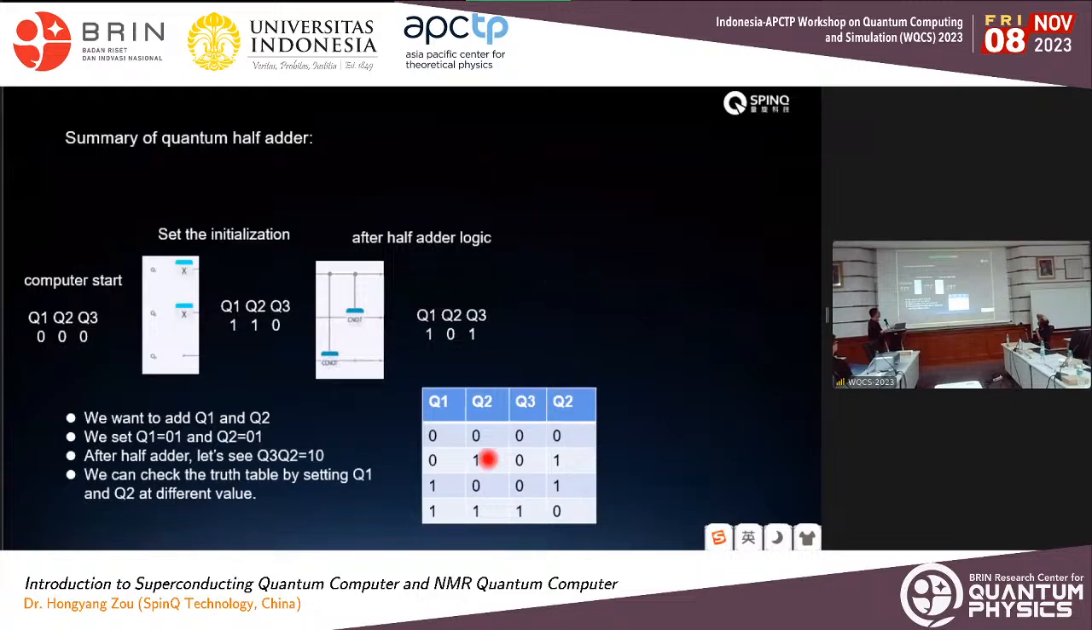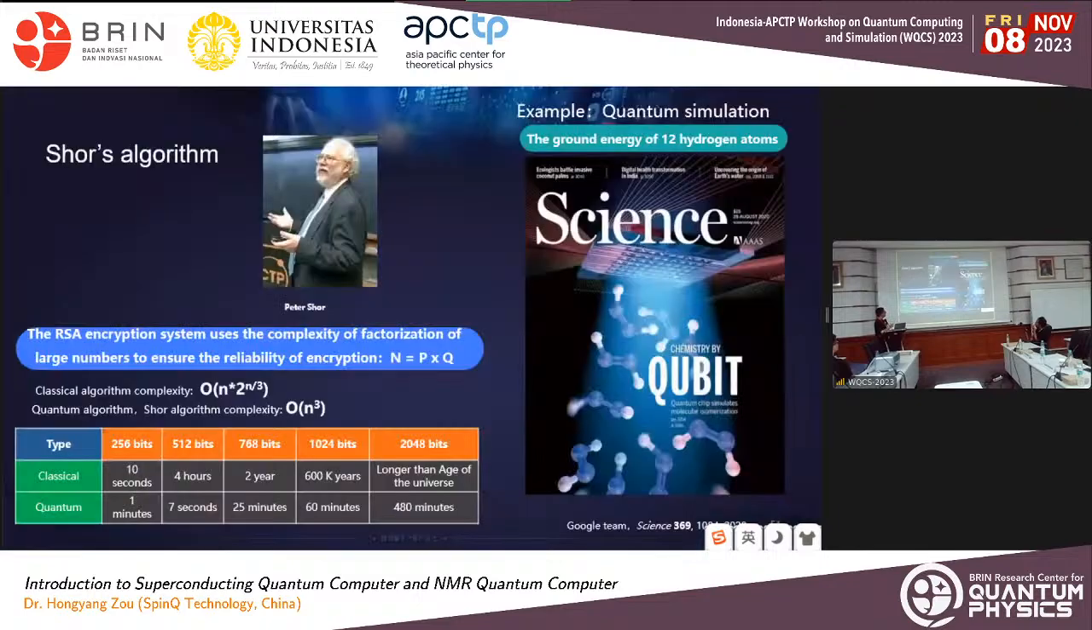And then this is what we will get, 1, 0, 1. And then we check the truth table here. We will see, for 1 plus 1, the result is 1, 0. Okay, that's what we got. You can always check different initial settings, like 1 plus 0 equals 0, 1. But today we took the Gemini, which has 2 qubits. So this is run on the regular.